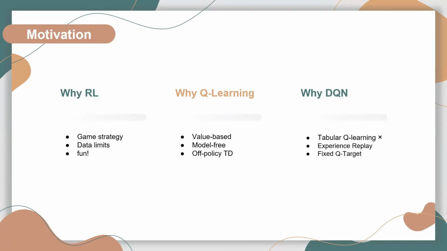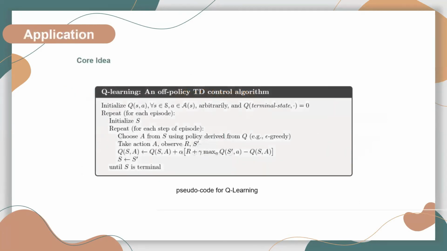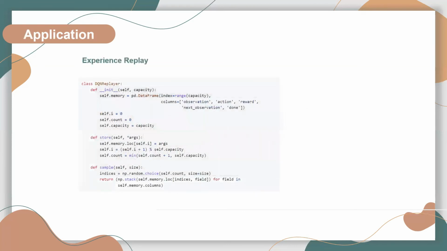Next page. As for the application, one of the core ideas of DQN is to utilize a Q table to store the Q value of all state-action pairs and update according to the difference between reality and estimation. Next page. The experience replay. Data will be recorded and stored in the replay memory or buffer. During the Q-learning stage, the algorithm will perform sampling in the buffer.